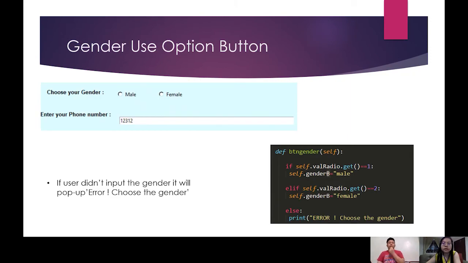Okay, so we have used the option button in the registration form to choose the gender. When choosing a gender, we just click male or female. And if the user didn't input a gender, a message will pop up. The message is: error, choose the gender. Next.